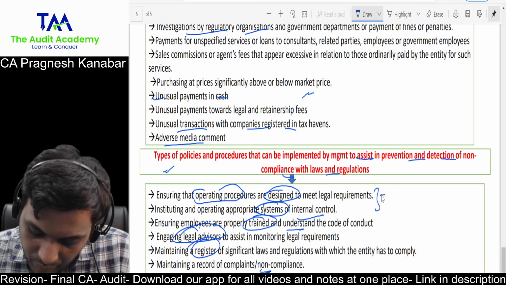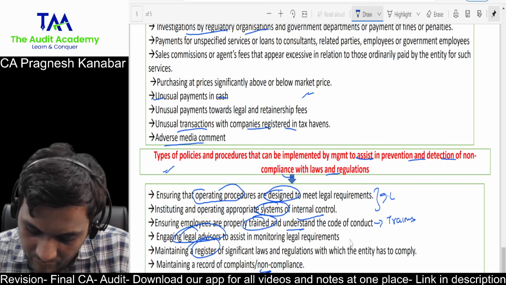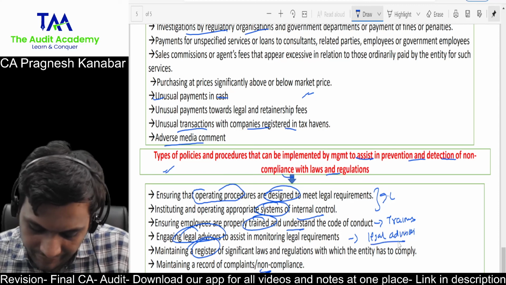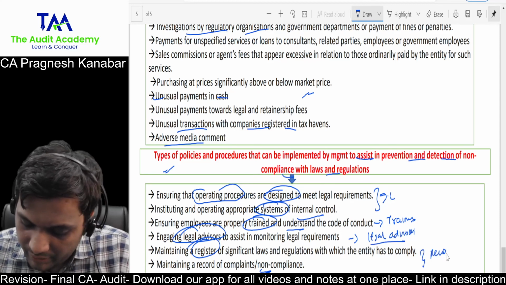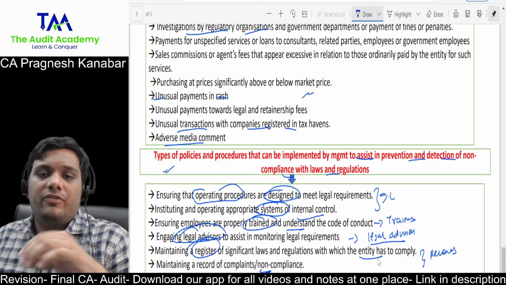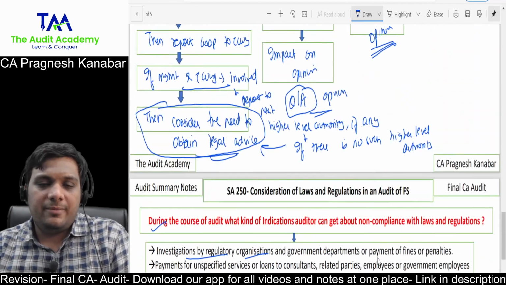So basically 2 points on internal control, then 1 point on training, 1 point on legal advisor, so 1 point on having an expert on board, and then 2 points on records. One, records of which laws the entity has to comply with, and second, separate records of complaints or non-compliances. These are the types of policies and procedures that can be implemented by the management.